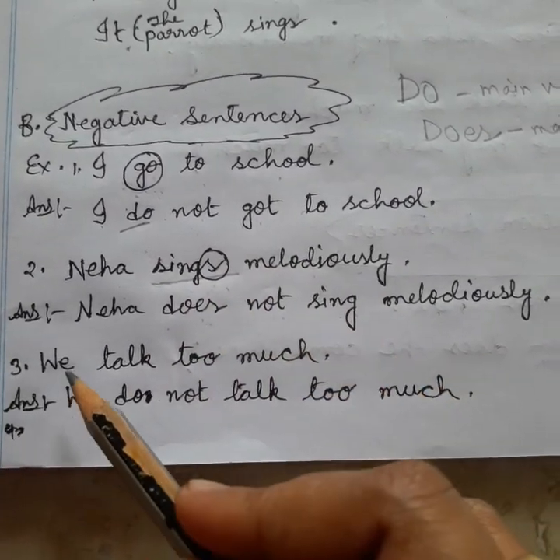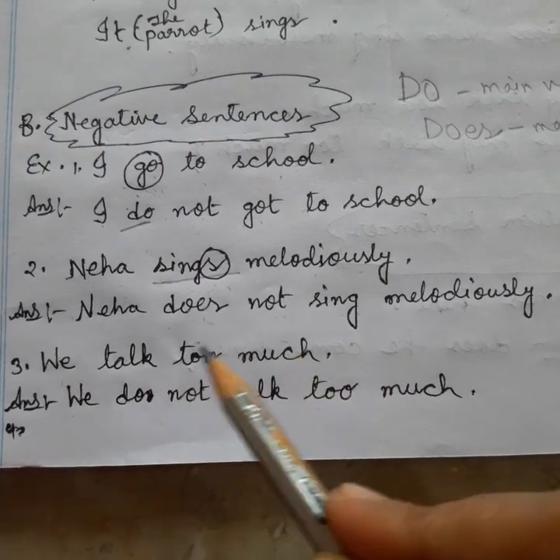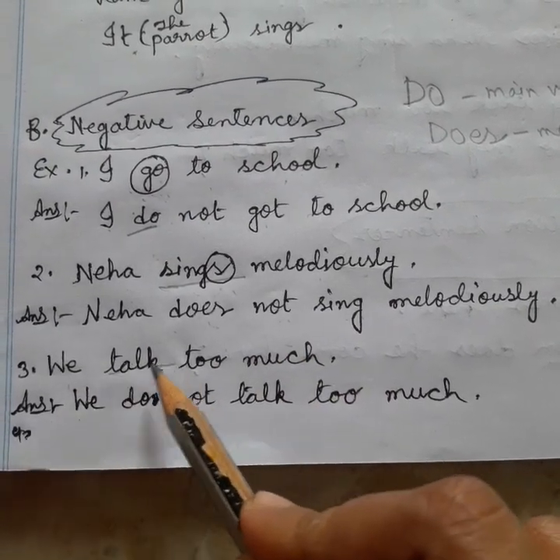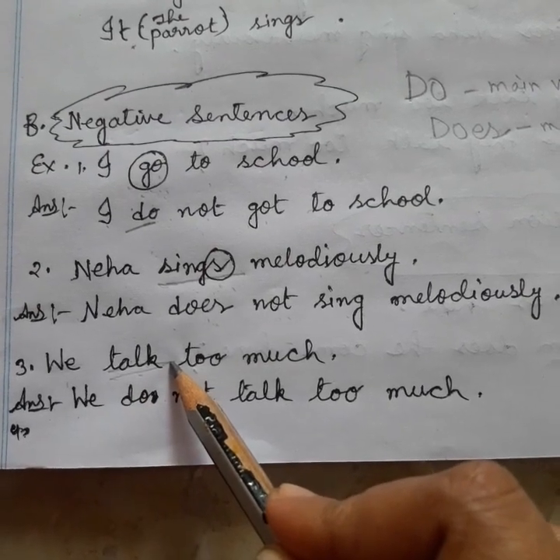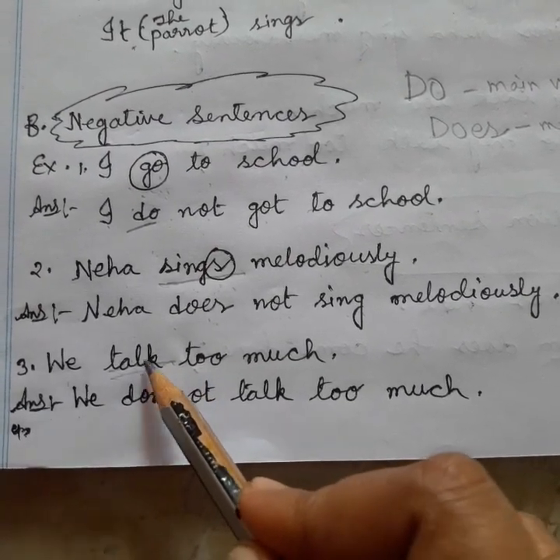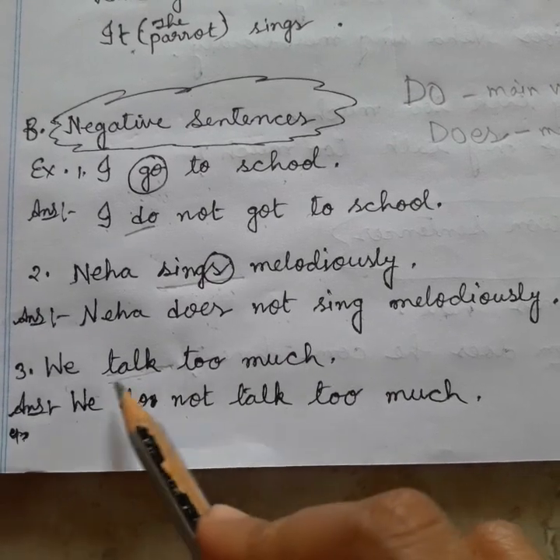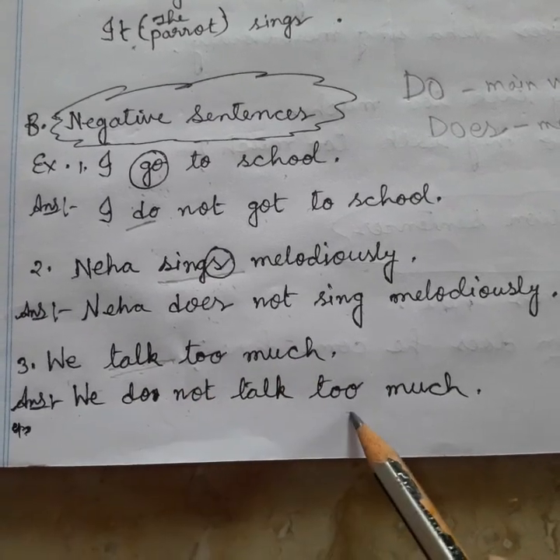Okay. Now next is we talk too much. So which one is verb? Talk is verb. So talk is main verb. Here is no s, no es. So with talk I am going to use do not. Fine. We talk too much, we do not talk too much.